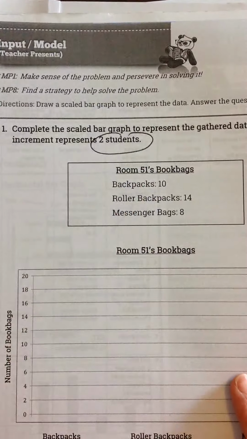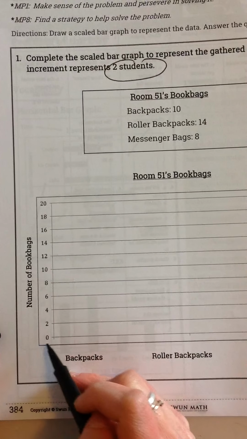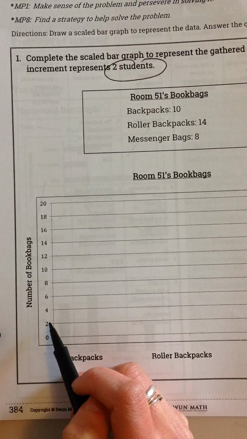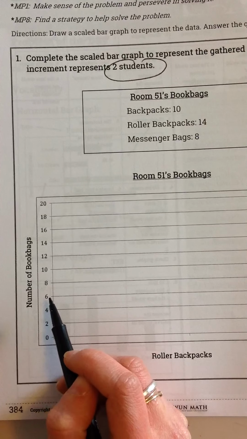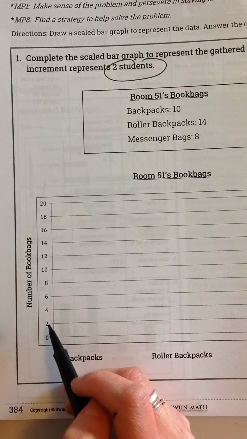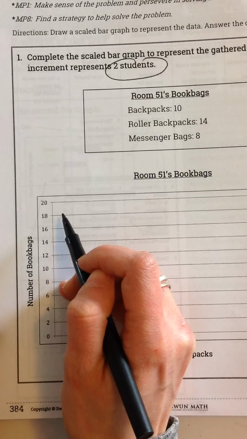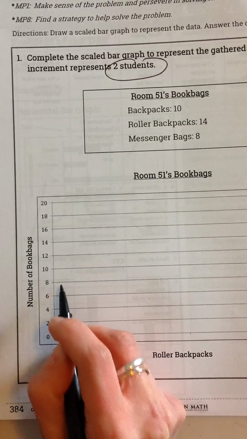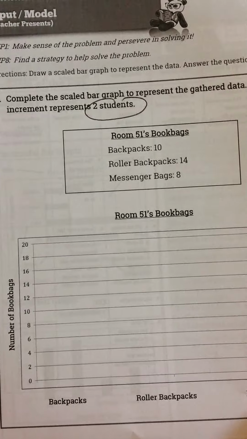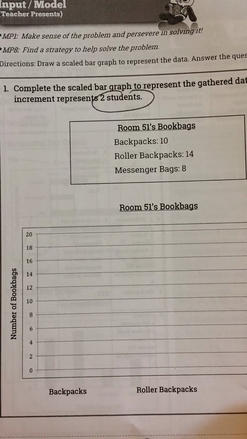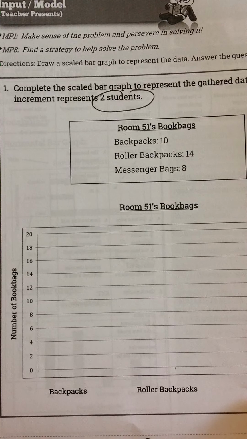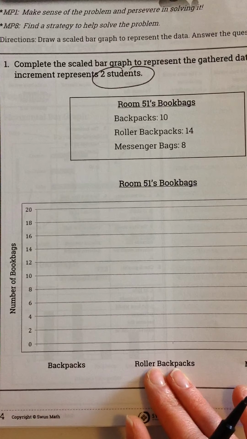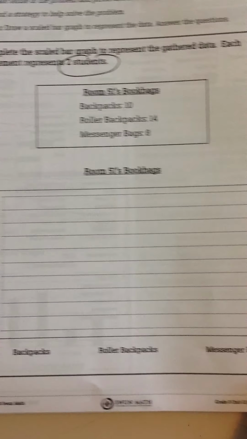Even if it didn't tell me this, I would have known that because I look and I start at 0, and every single time I look up my scale, you can see that we're counting by 2s all the way up to 20. So each of these increments is worth 2, 2, 2, 2, 2. Okay? If we look at Room 51's book bags, we know that 10 kids have backpacks. Okay, there's my backpacks. 14 kids have roller backpacks, and 8 kids have messenger bags.